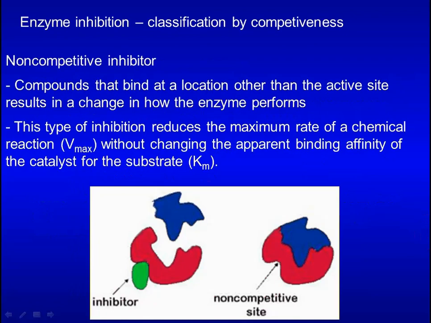Non-competitive inhibitors bind at a location other than the active site, which results in a change in the enzyme activity. In non-competitive inhibition, Vmax is reduced, but apparent affinity for the substrate remains unchanged.